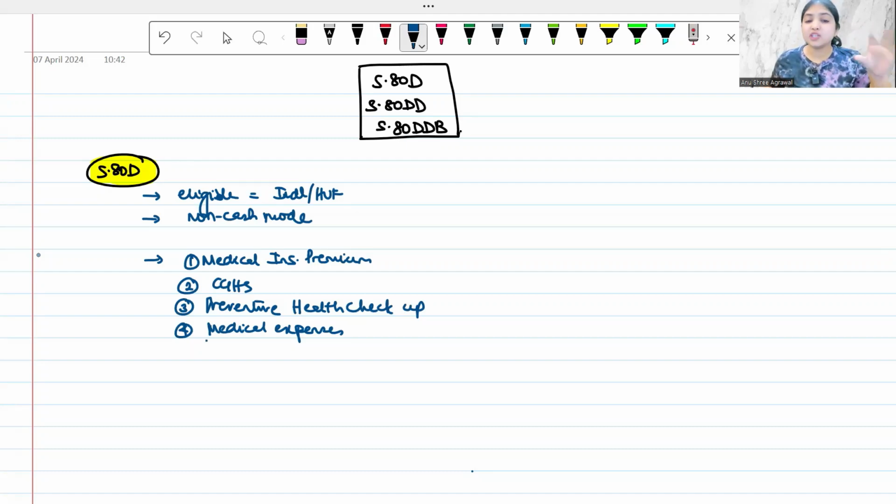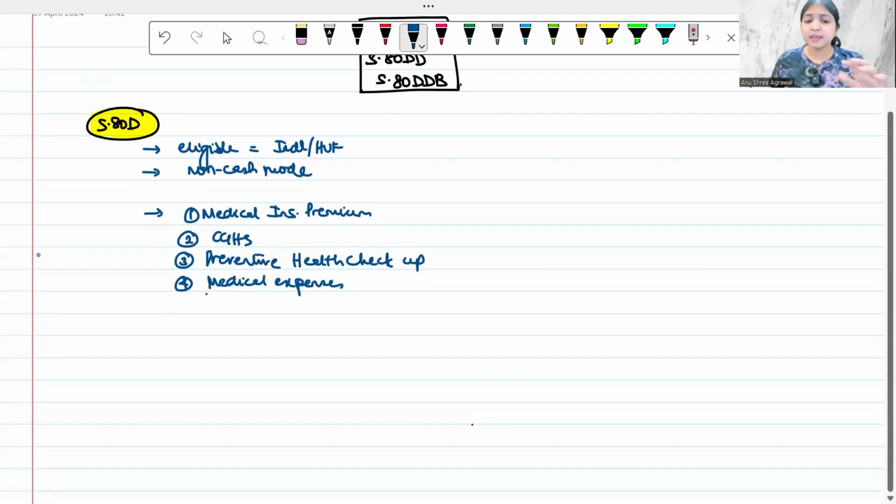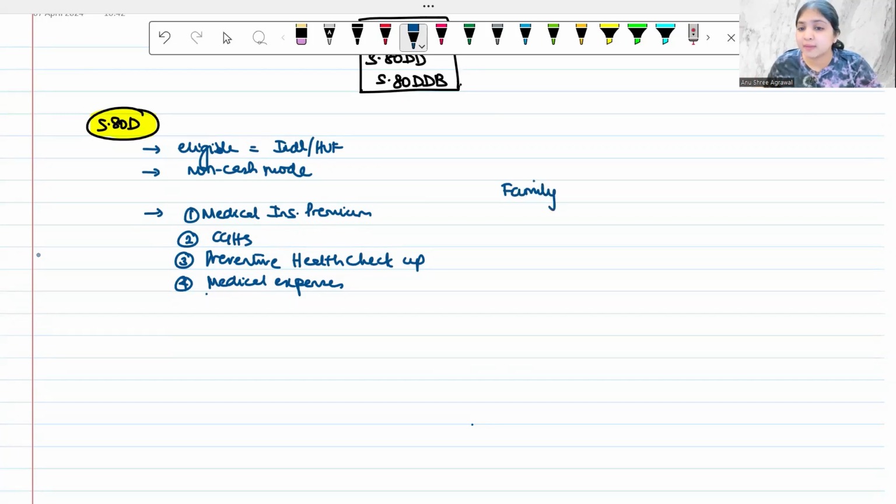See, let's talk about this one by one. Now, let's say my assessee is an individual. If my assessee is an individual, my assessee can make these contributions. Either he can make this contribution for his family, or he can make this contribution for his parents. So we're dividing into 2 parts, family and parents. Now, family will include 3 people only. Family will include self, spouse, and dependent children.